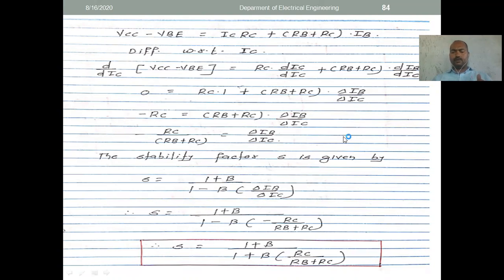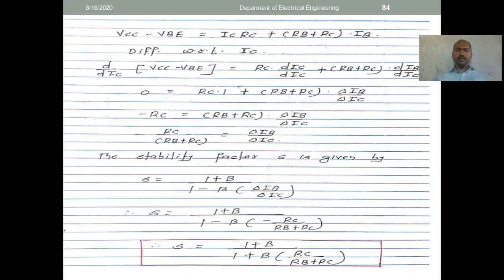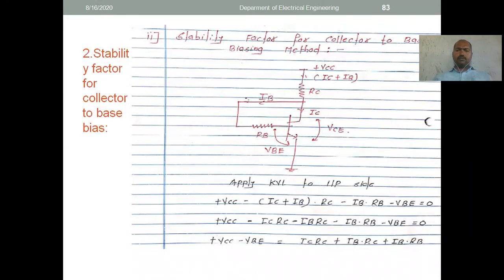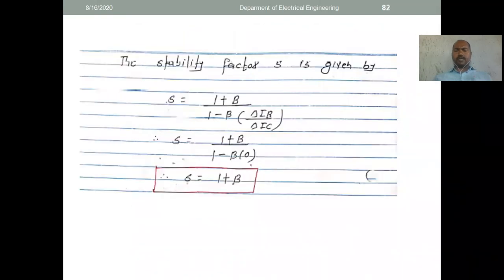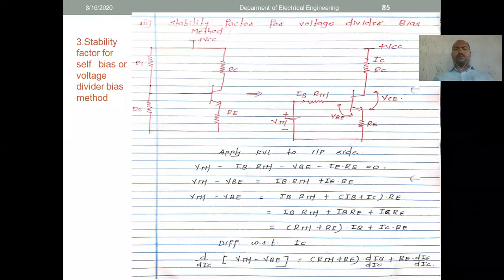Now we have seen one of the important factors, the stability factor for voltage divider bias. We have already seen three types of configuration: voltage divider bias, collector to base bias, and fixed bias. Here we have seen the stability factor for the particular configuration, that is, for voltage divider biasing.